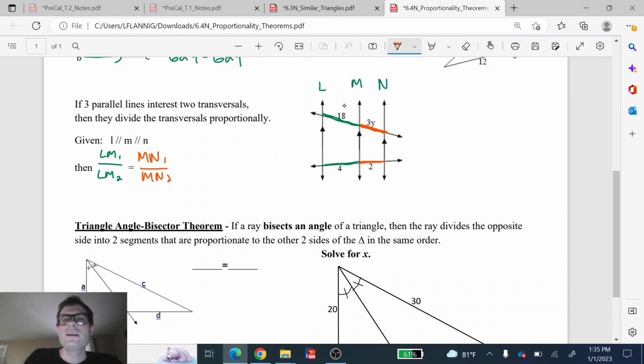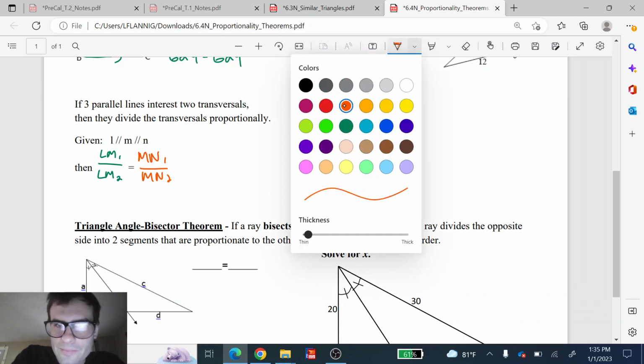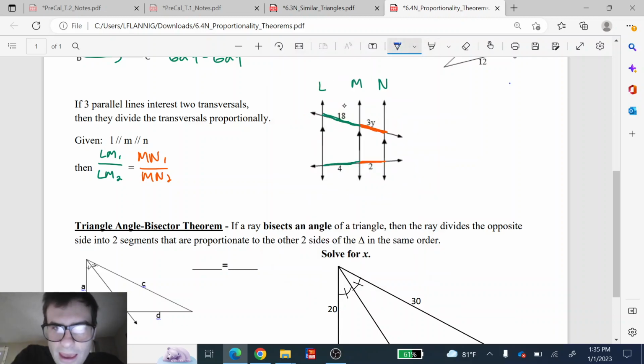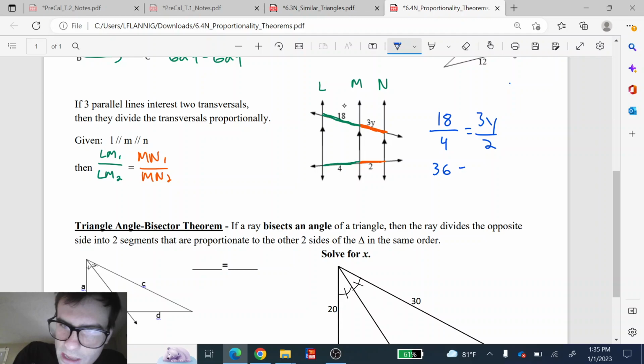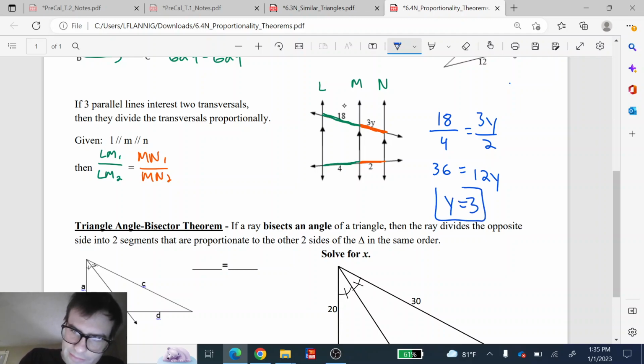So let's look at that. We have LM1, 18, over LM2, 4, so the top line divided by the bottom line. That should be equal to 3y over 2, top line divided by the bottom line. And we can just cross multiply. 18 times 2 is 36, and 4 times 3 is 12y. We can divide both sides by 12 and get y equals 3.